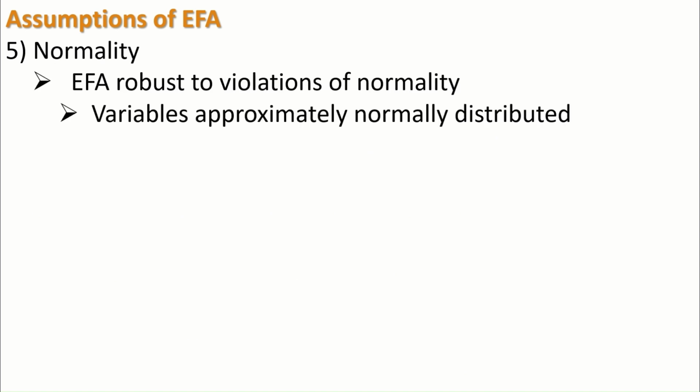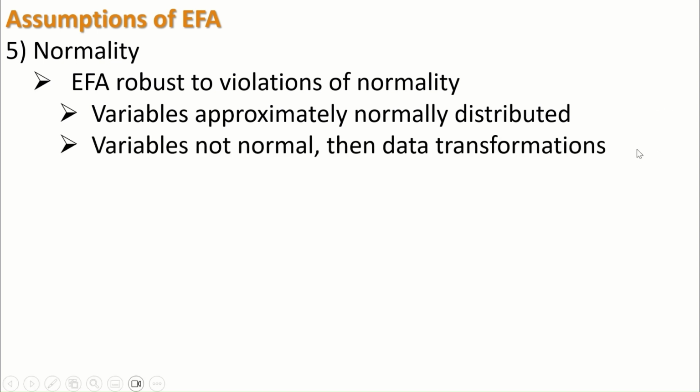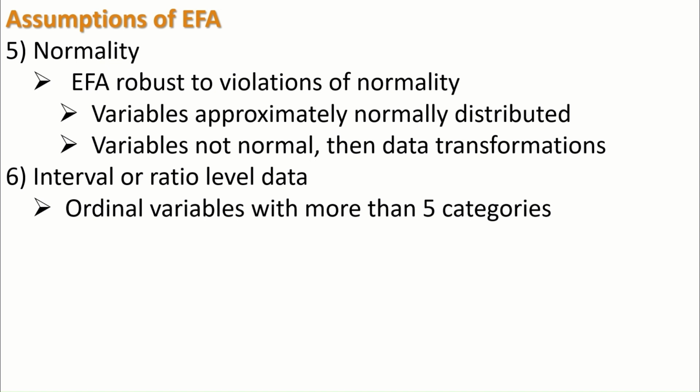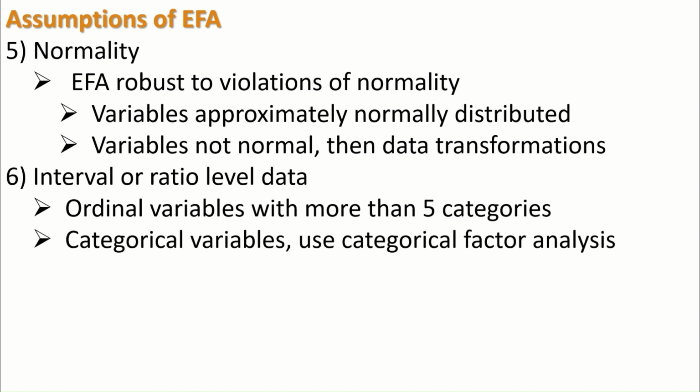The fifth assumption is normality. Though EFA is robust to violation of normality, variables should be approximately normally distributed, and if variables are not normal, then transformation of the data can be performed. The sixth assumption is the interval or ratio level of data. The data should be interval or ratio. For ordinal data, there should be more than 5 categories, and for categorical variables, the best option is to go for categorical factor analysis.